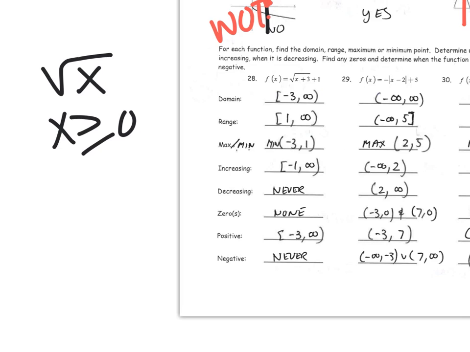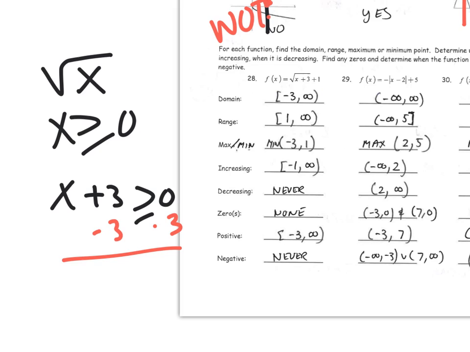Well, we look at this function and look what's inside the radical. That's the radicand, okay? That is x plus 3 must be greater than or equal to 0. Okay? So subtract 3 from both sides, and we get x must be greater than or equal to negative 3. And it can be equal, so we have a square bracket, and it goes on to infinity.